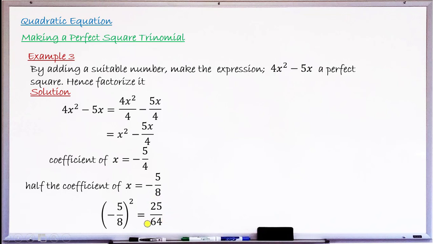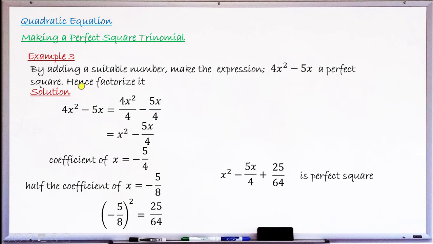So it is this number that I'm going to add to x squared minus 5x over 4 to make it a perfect square trinomial. Let me do that. So I'm going to have x squared minus 5x over 4, which I just copied. If I add this 25 over 64, this will now be a trinomial, and that trinomial surely is going to be a perfect square trinomial. So let me add 25 over 64, and this is now perfect.